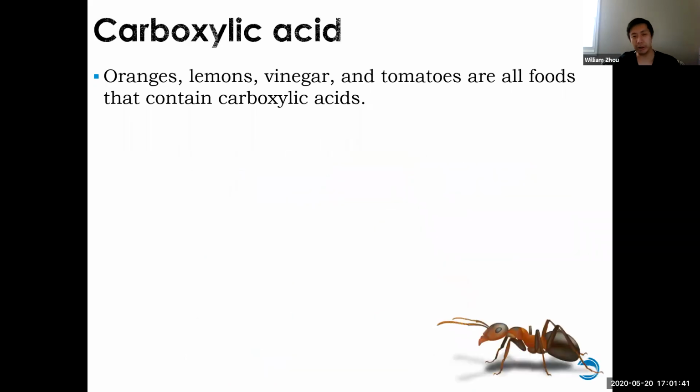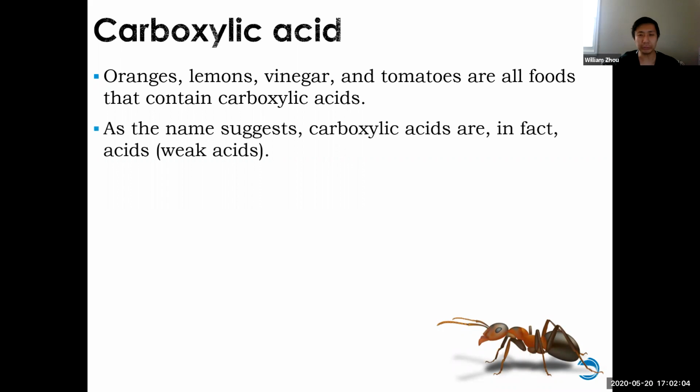All right, so first off, carboxylic acids. You probably all had oranges, lemons, vinegar, or tomatoes some point during your lives. And all of these have something in common. They're all sour. Okay, and they're sour because they contain carboxylic acids. And you learned earlier that acids are indeed sour. As the name would suggest, carboxylic acids are acids. Okay, it has literally the word acid in it.